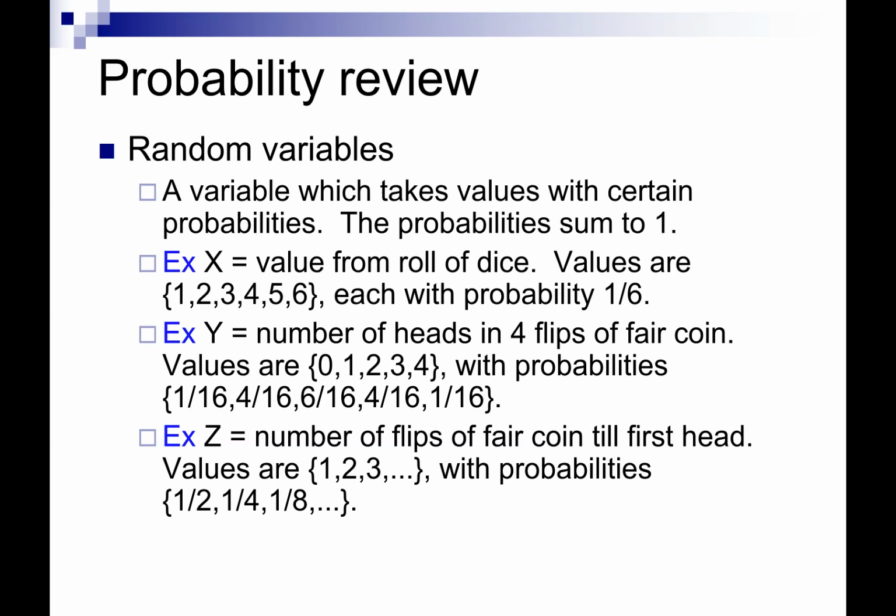Okay, and the probabilities are going to be, well, if z equals 1, then that means that you flipped once and got a head. Okay, and this happens with 1/2 probability. Or maybe you needed to flip 2 times to get a head, and this happens with 1/4 probability. To flip 3 times to get your first heads has 1/8 probability, and so on. Then if you sum up all of these probabilities, 1/2 plus 1/4, and so on, you're going to get 1.